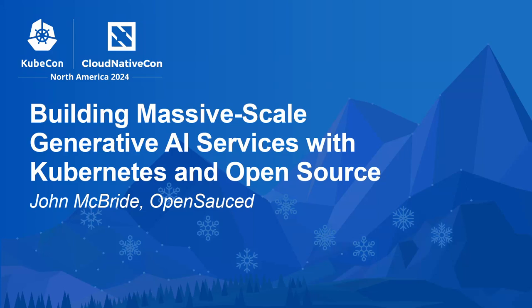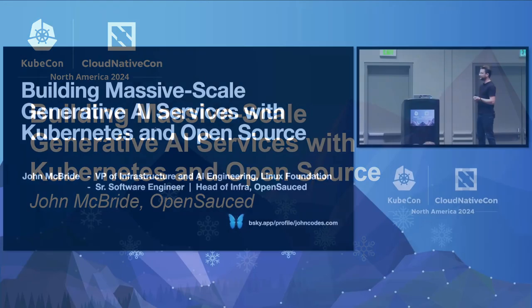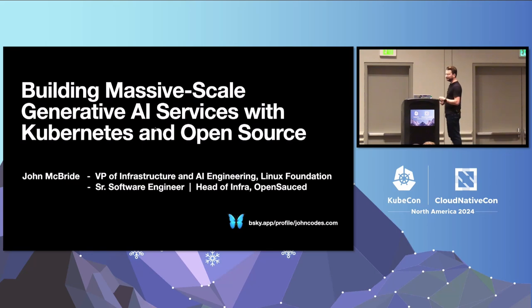So this is building massive scale generative AI services with Kubernetes and open source. My name is John McBride. I was the head of infrastructure and the lead AI developer at OpenSauced, which was a small company recently acquired by the Linux Foundation. And I want to do a quick poll.